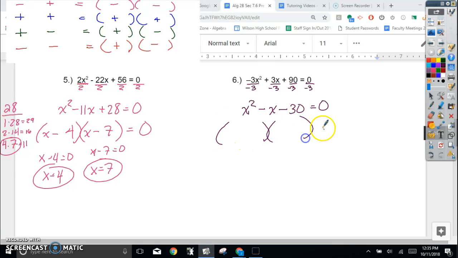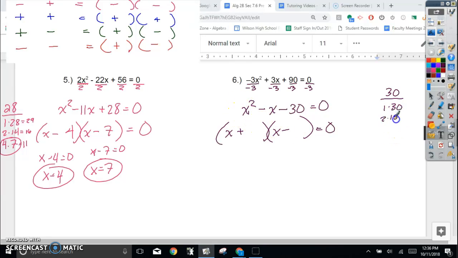So again, now I have a 1 in front of x squared, so I can go ahead and put my x's in right away. Minus minus is this red scenario. So in my parentheses, I'll have a positive, negative. We're breaking down 30 this time. The last number you always break down when the leading coefficient is 1.